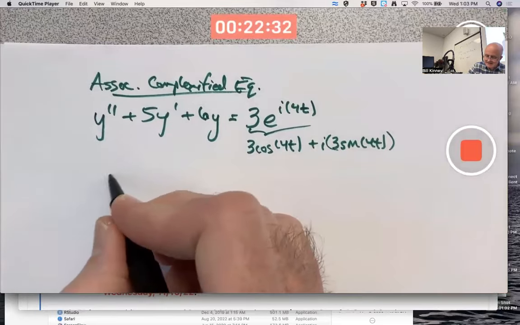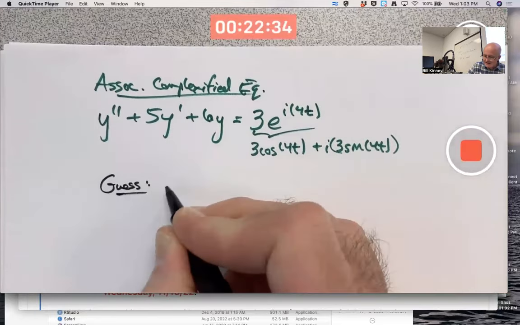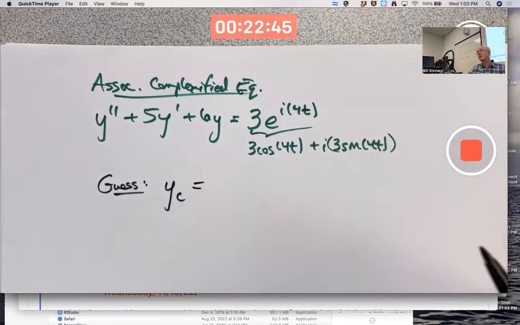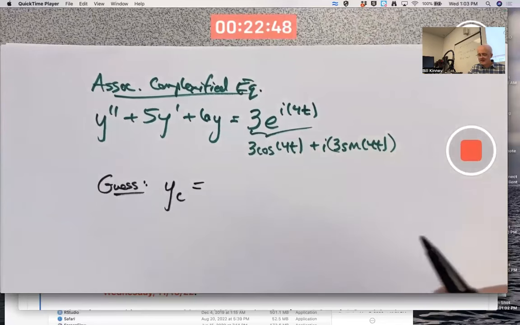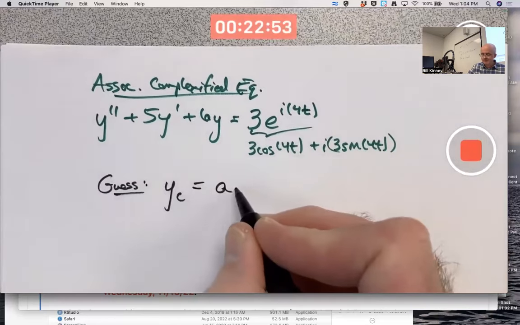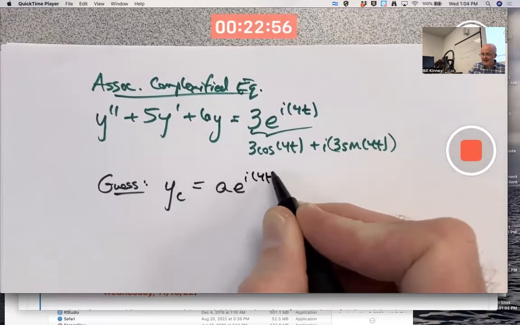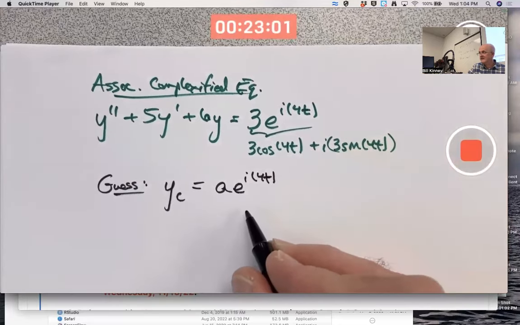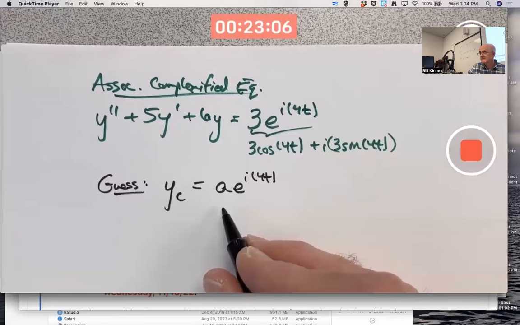What do you guess? I could call it YP, but to distinguish it from the original YP, I'll call it YC. There's still an undetermined coefficient. Could call it capital A. Maybe to distinguish it, I'll call it little a. And since the right-hand side is a complex exponential, a good guess is a constant times that complex exponential. And we've got to solve for a like usual. But maybe a is a complex number. Yeah, that is what it will be.